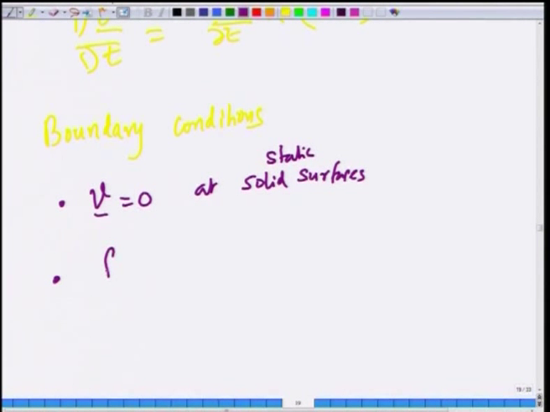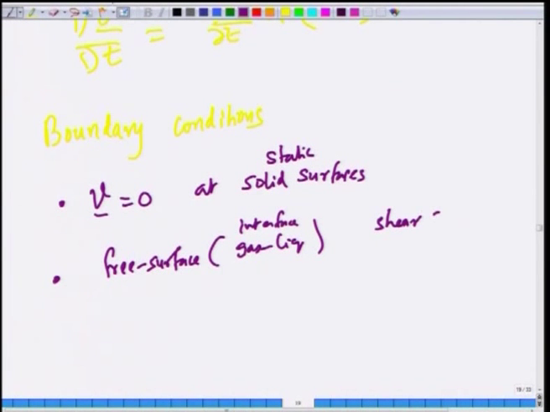And at a free surface, a gas-liquid interface, the shear stress being 0 is another type of condition, because gases typically have viscosity of the order of 100 times smaller than the liquid viscosity. So, the shear stress exerted by the gas on the liquid at the interface has to be very small, so we can neglect it.